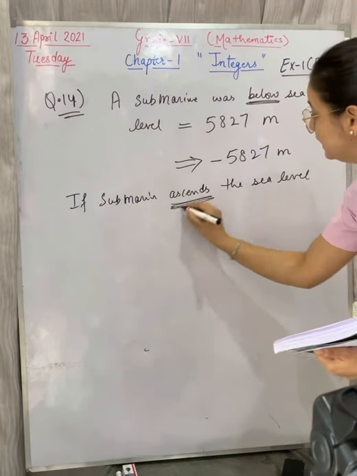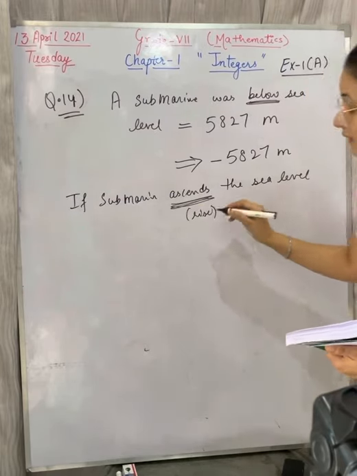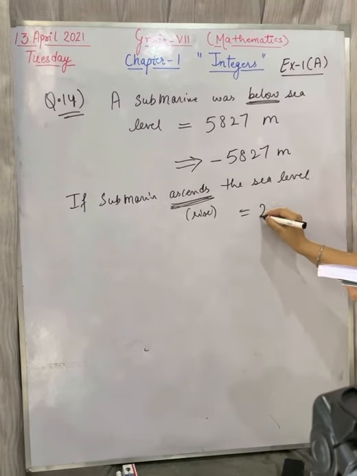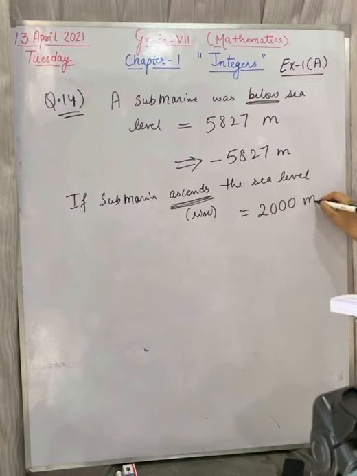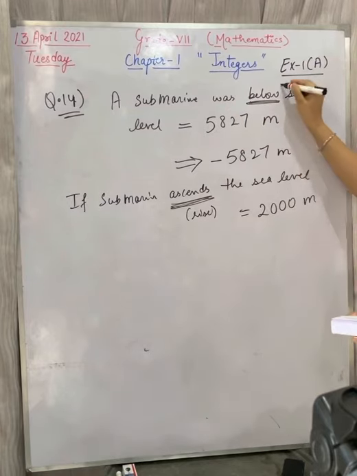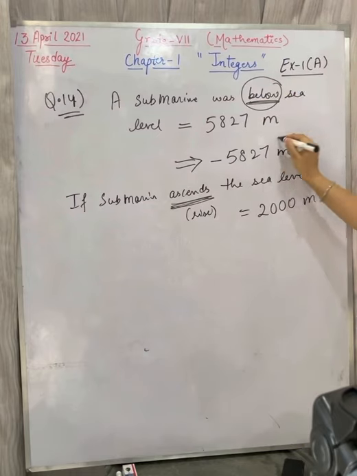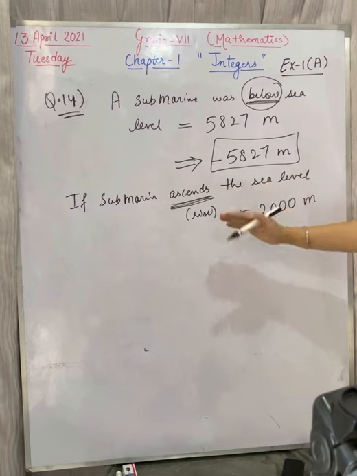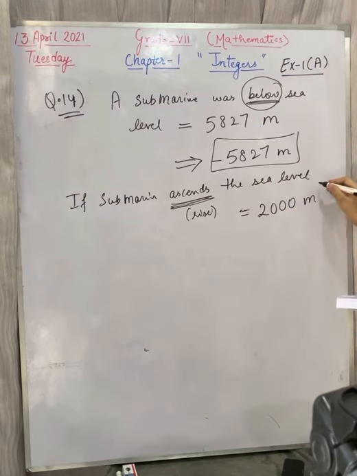Ascends means rise, rise above. How much? That is equal to 2000 meter. Then what will be the final position? If it is given below, then you have to write that value negative. If it is given ascends, meaning rise above, then you have to write that value in positive.